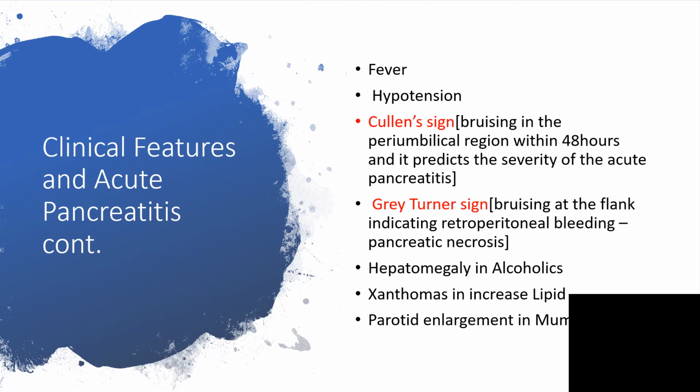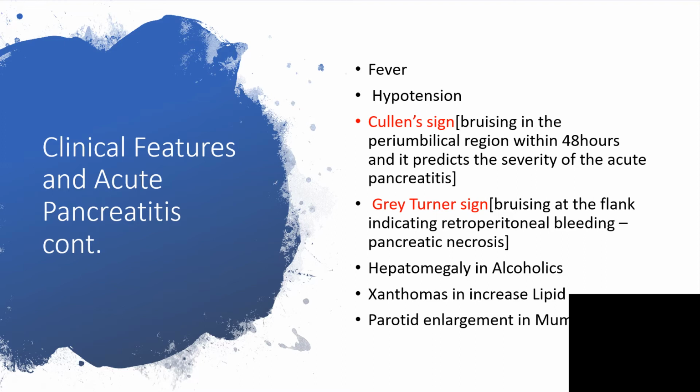There's possibility of fever, hypotension, the blood pressure will be down, particularly if there is hemorrhagic pancreatitis. There's bleeding internally. Cullen sign, bruising in the periumbilical region within 48 hours, and that predicts the severity of the acute pancreatitis.